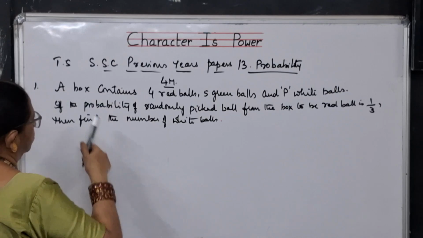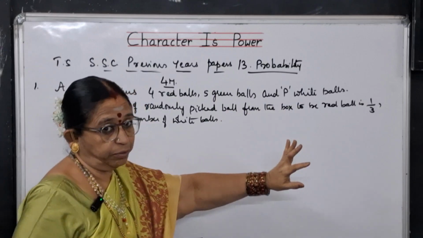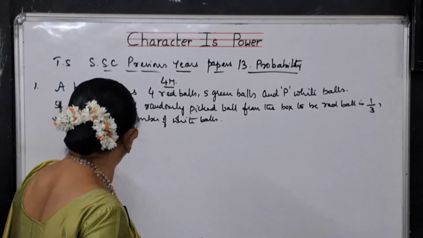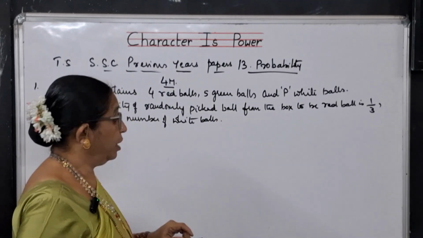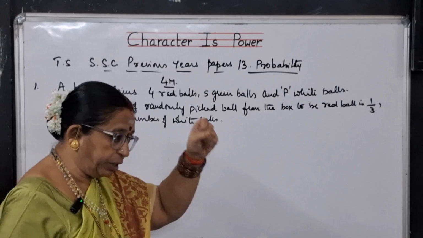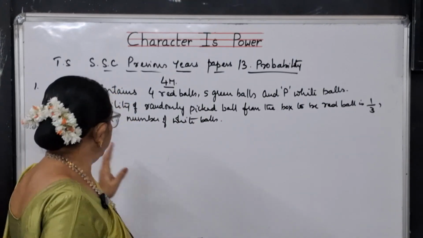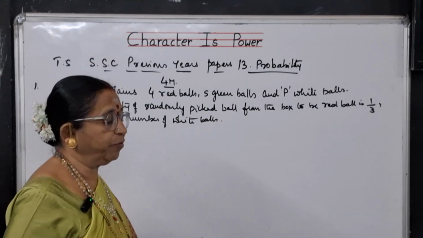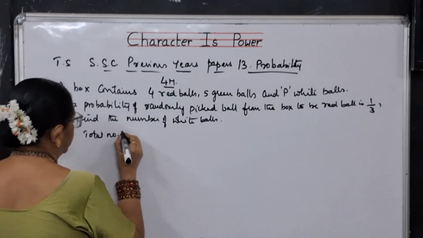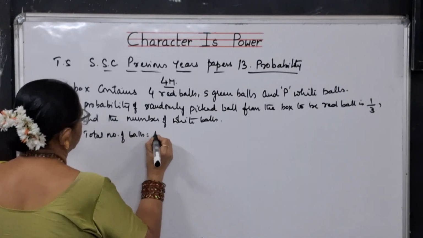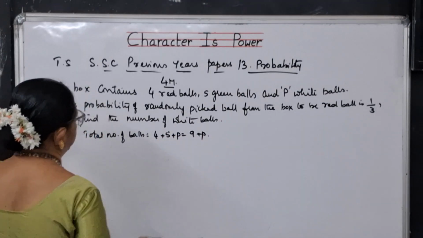This is the problem. There is a box which contains 4 red balls, 5 green balls and some white balls. We don't know the number, so it is given as p. The probability of a randomly picked ball being red is 1 by 3. Then your question is to find out how many white balls there are. So total number of balls is equal to 4 plus 5 plus p, that is 9 plus p.